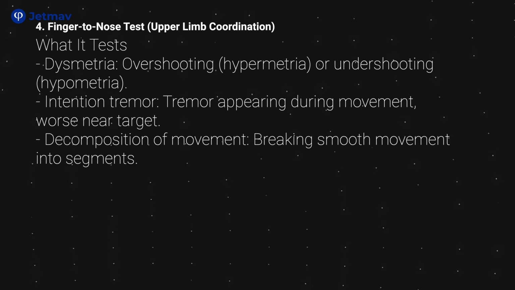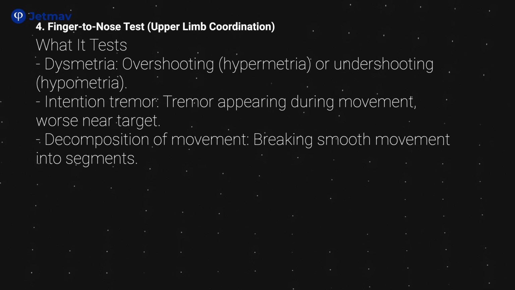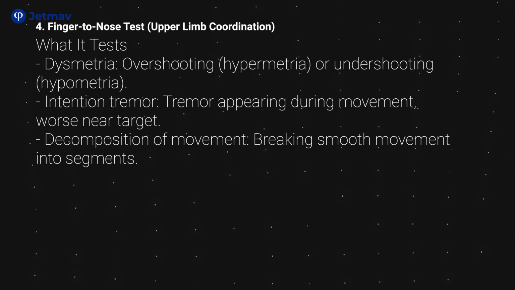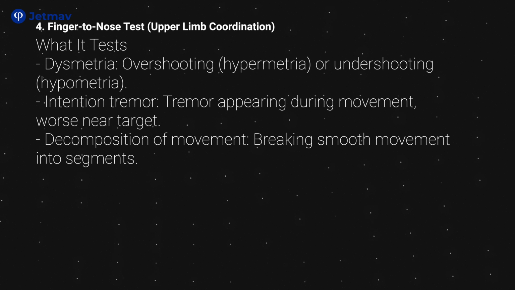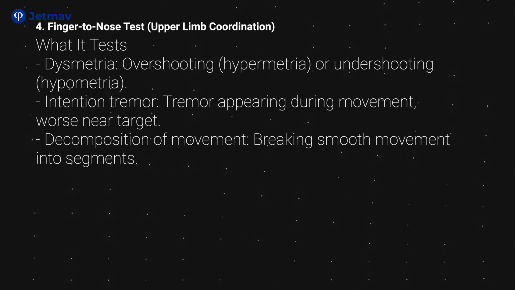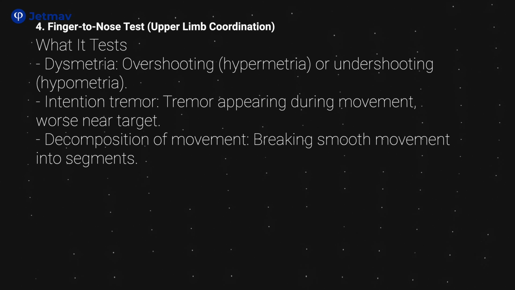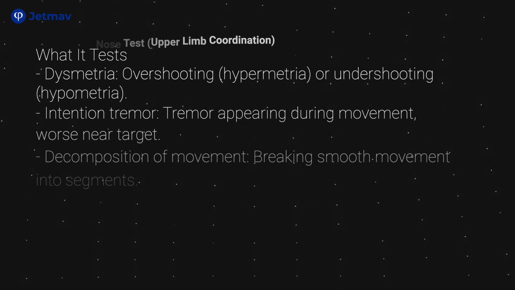There might also be intentional tremor, so tremor appearing during movements, or it can also be worse near the target. There might also be what we call decomposition of movement, which is breaking of smooth movement into segments. So the finger-to-nose test helps us to test for dysmetria, to check for intentional tremor, and also to check for decomposition of movements.